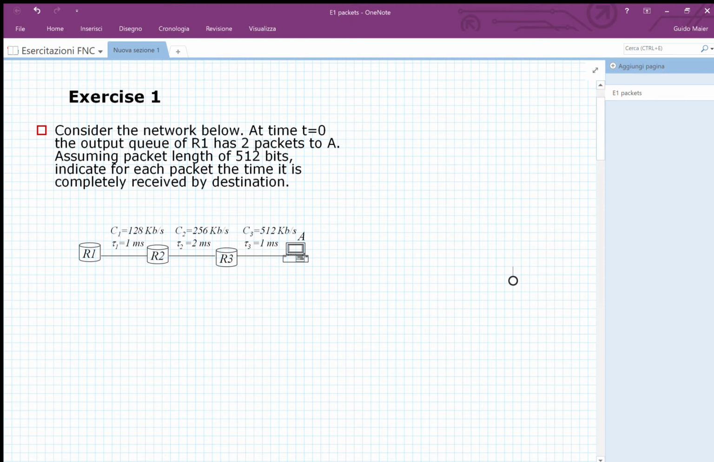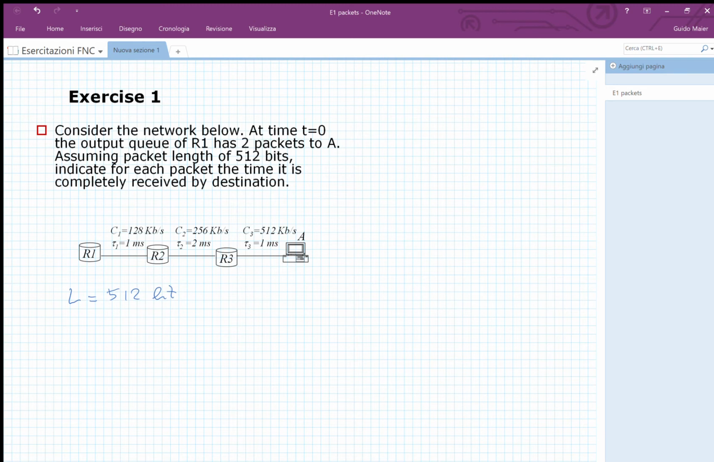In order to study this problem, we have to use the graph that we showed last time, which is called the time diagram. And here, first of all, we can see what the data of the problem are. So we have the length of the packet, which is 512 bits. We have the propagation delays and the capacities.